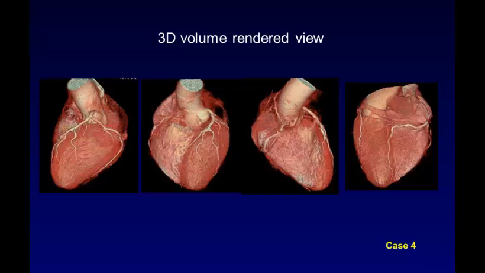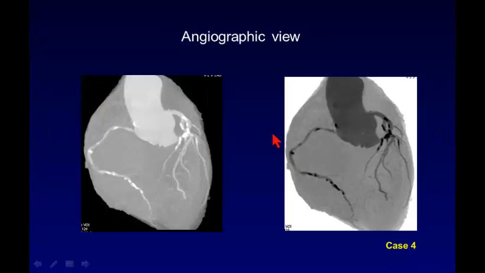You can probably see that there is a little bit of calcification, a little bit here and there. If you move on in the angiographic view, we're not using it in daily routine, but just to show you that on the right side black and on the left side white, these are the calcifications that are a little bit everywhere.